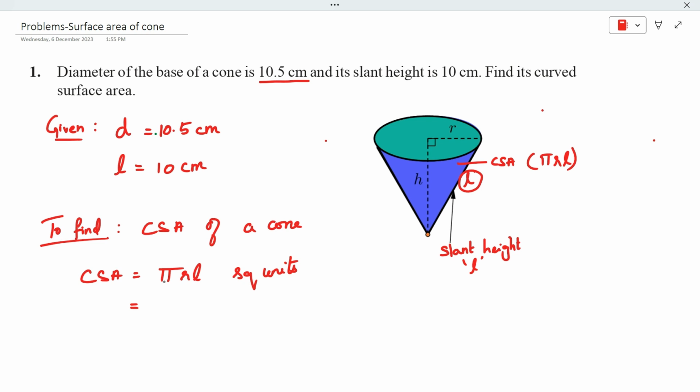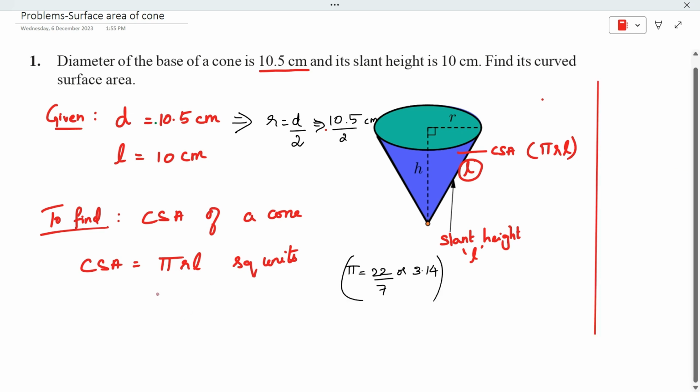Now we are going to substitute the values of pi, r and l. We have the diameter. So from here I can find the radius. So radius is nothing but diameter by 2. So which is 10.5 centimeter divided by 2. Isn't it? So, what is the value of pi? Pi can be written as 22 by 7 or 3.14. So, I am going to substitute the values for pi, r, and l. So, what is the value of pi? It is 22 by 7 and r is 10.5 by 2.